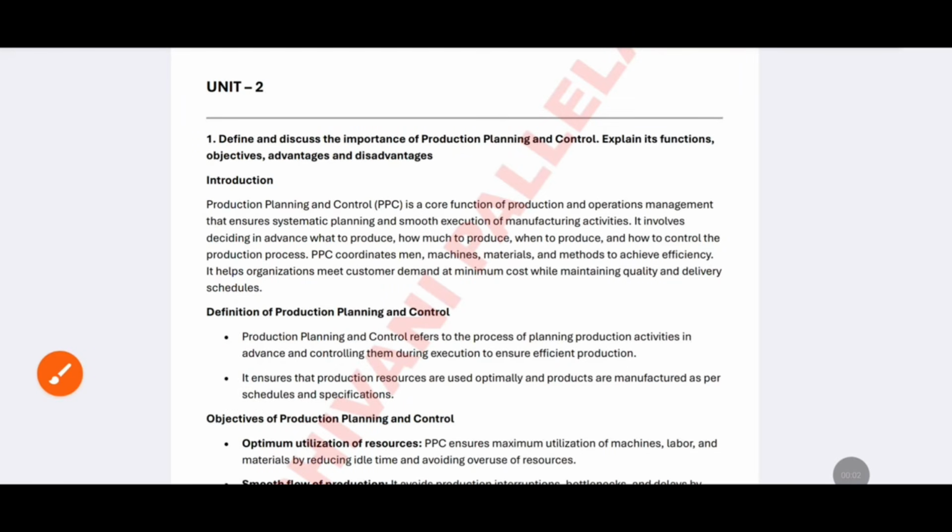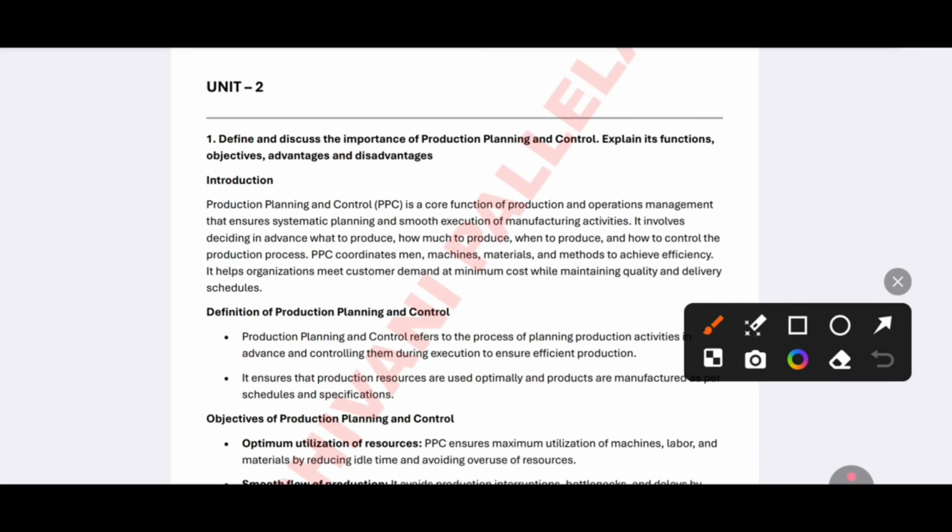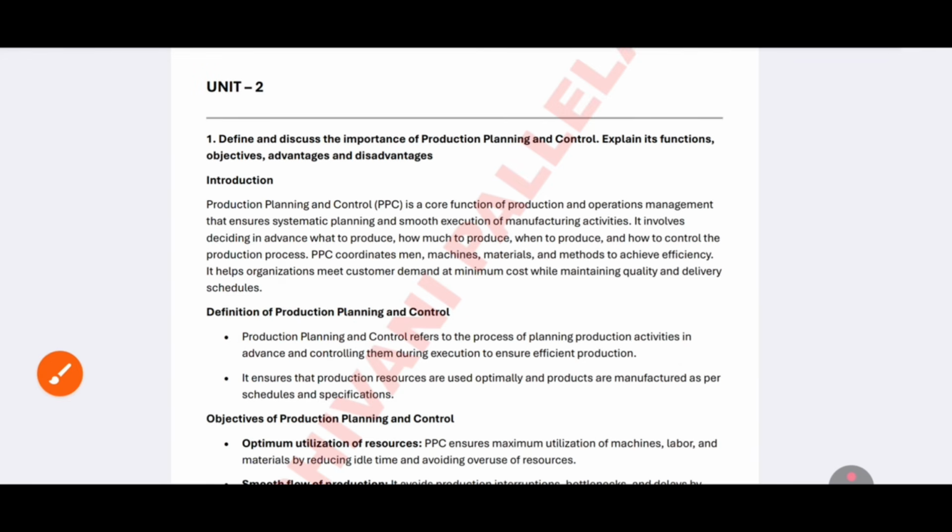So in this video, the complete unit number 2 theory explanation of the subject operations management of MBA third semester. In the previous video we already discussed unit number 1 theory. In this unit also there are no problems; you need to prepare theory only. By watching this video, the complete unit number 2 theory, you can attempt whatever type of question they might ask from unit number 2.